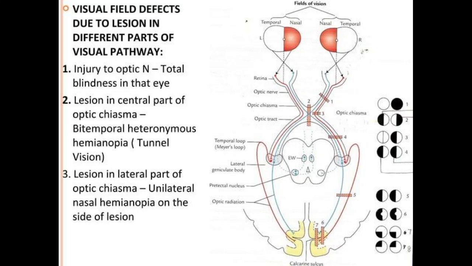Number 2, lesion of the optic chiasma. The optic chiasma is the point where the optic nerves from both eyes meet and cross over. A lesion of the optic chiasma can result in specific visual field defects depending on the location of the lesion. For example, a lesion on the bottom of the optic chiasma can result in bitemporal hemianopia, where the outer half of both visual fields is lost.